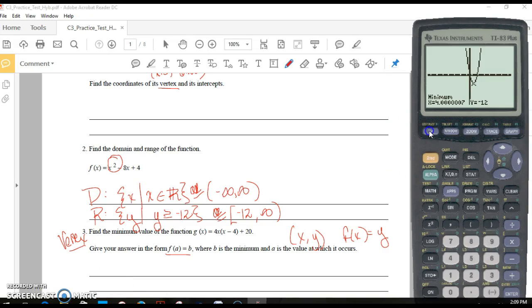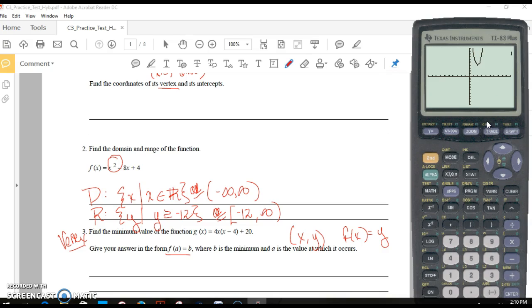So I'm going to come in here. I'll go ahead and distribute the 4x. So I have 4x squared minus 16x plus 20. I'm going to hit graph. I have a parabola. So my minimum is right about here. I think I could probably do zoom standard. And I will find the minimum the same way as I did before. Second calc, go to min. Pick a value that's a little bit to the left. I got to get back on the page here. Pick a value a little bit to the right.